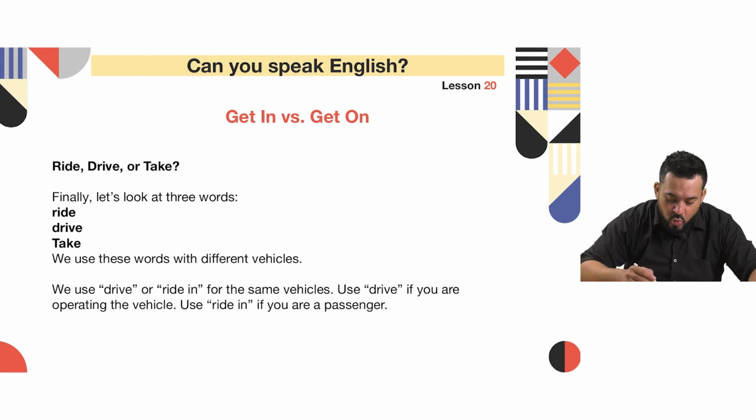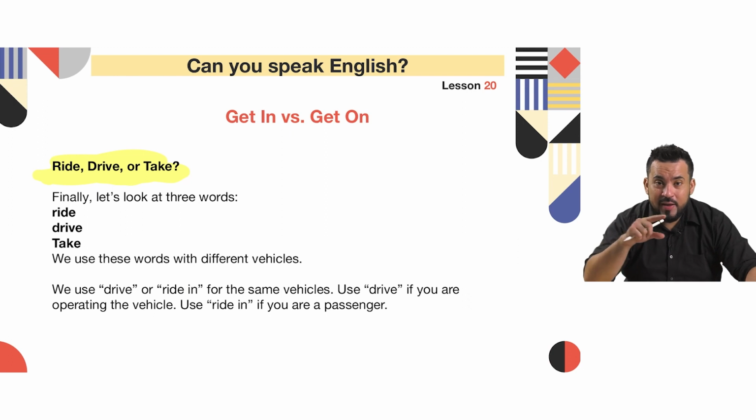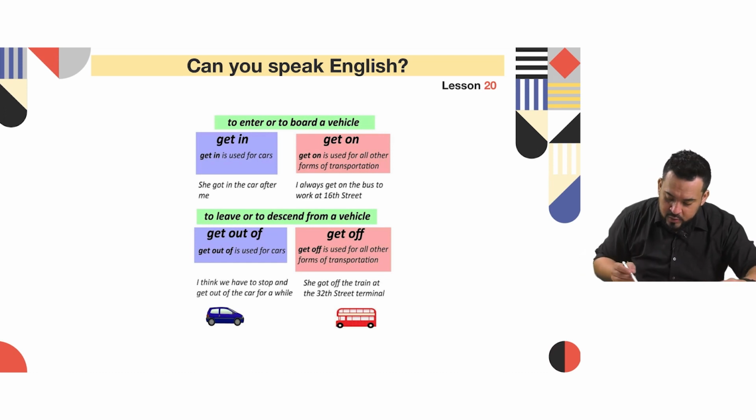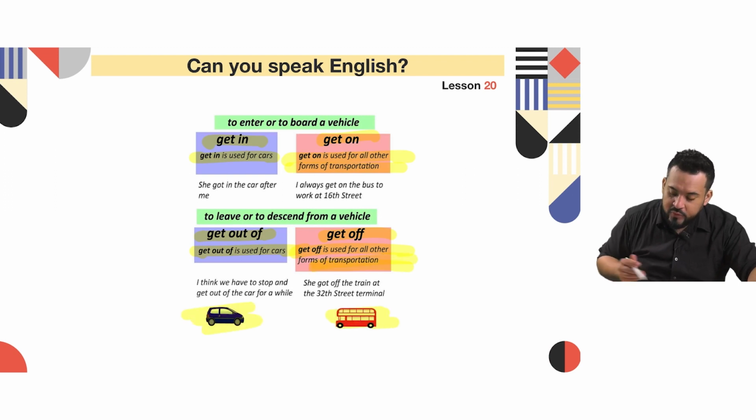Okay. Now, ride, drive, or take. What is the difference between those three verbs? Because people do get confused in them. But before that, let me just show you this quick diagram, which should help you with get on and get in. Get in, used for cars. Get out of is the opposite. Get out of the car. Get on for bigger things or for very, very small things. Get off is the opposite of get on. Okay, so bus, car. Okay?